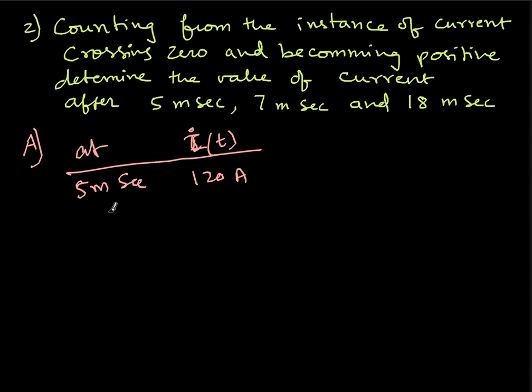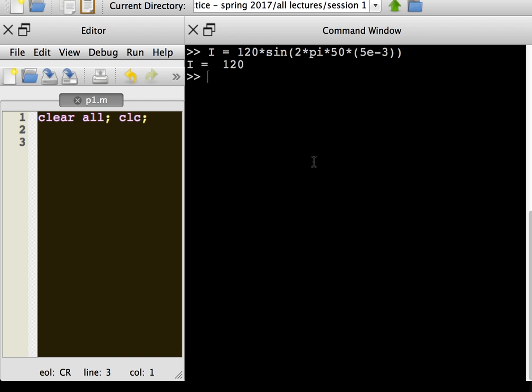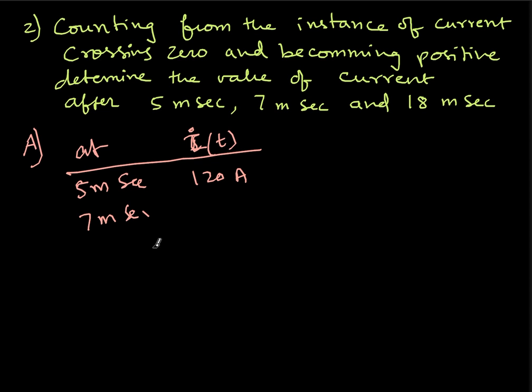Now the question is, what about the value at 7 milliseconds? So at 7 milliseconds, I just go back to my MATLAB interface, and here instead of 5, I use 7. That's it. So I'm getting 97.082 amperes. So at 5 milliseconds it was more, but after some time it is less.